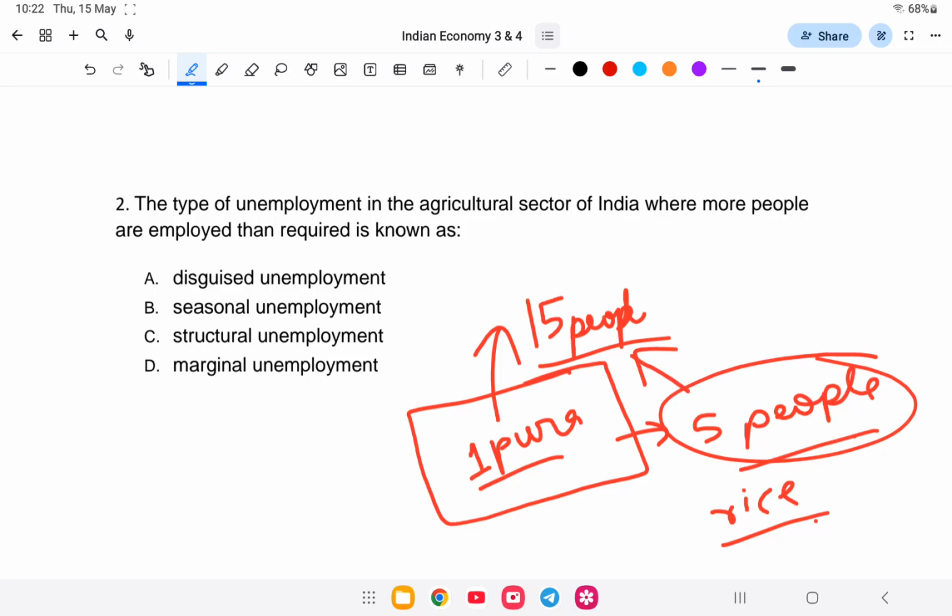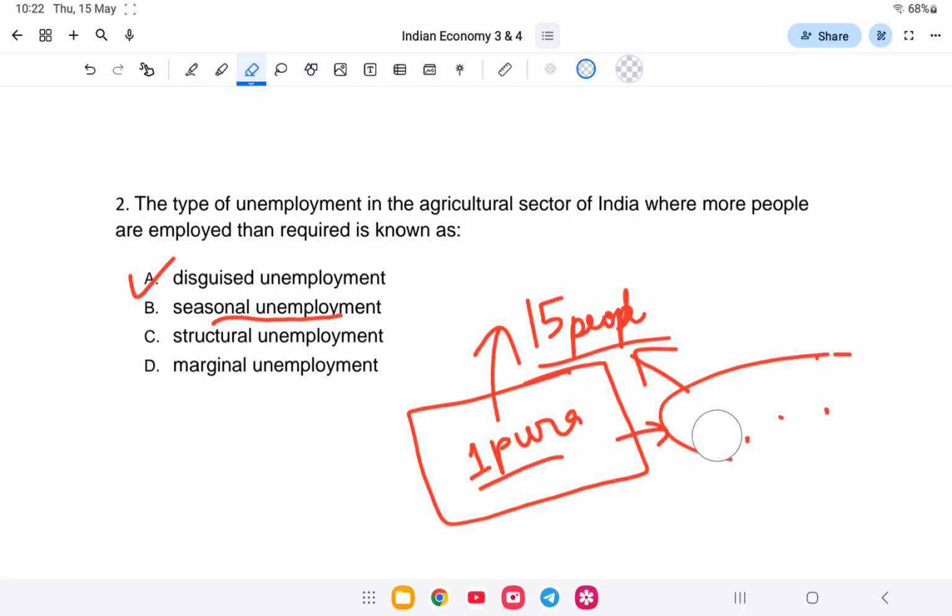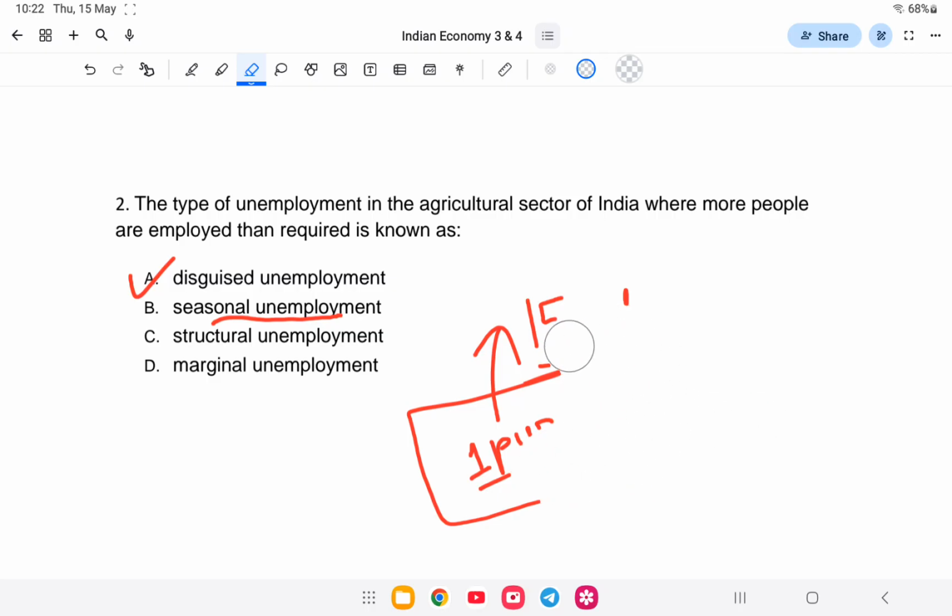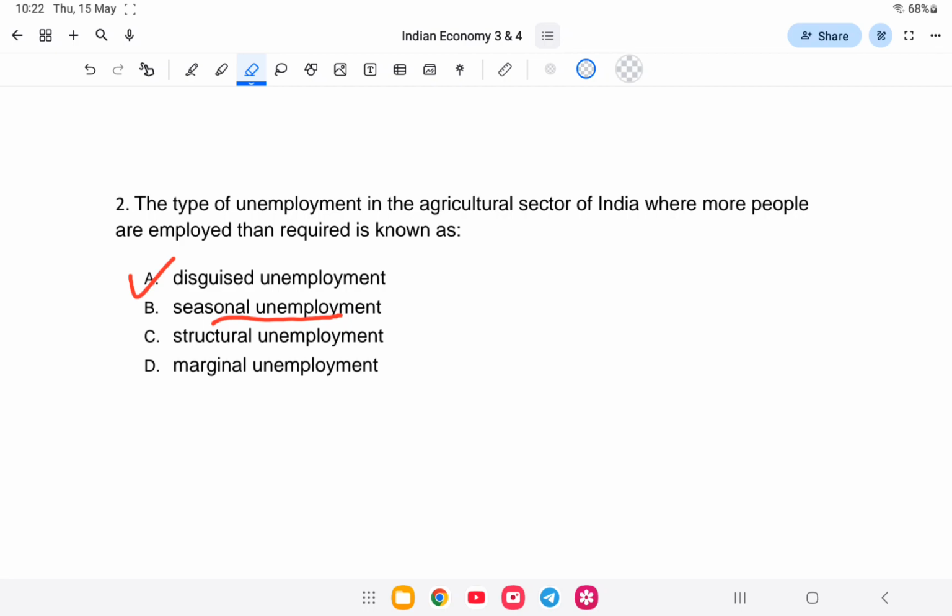So more than the required person to employed has. So this type of unemployment is also known as the disguised unemployment. Option number A is the correct answer. So or if you look at the other option, seasonal unemployment case, for example season day, for example rice la season day employ kurse or idu harvest tai grow holy tam they are no longer required. So this is called seasonal unemployment.